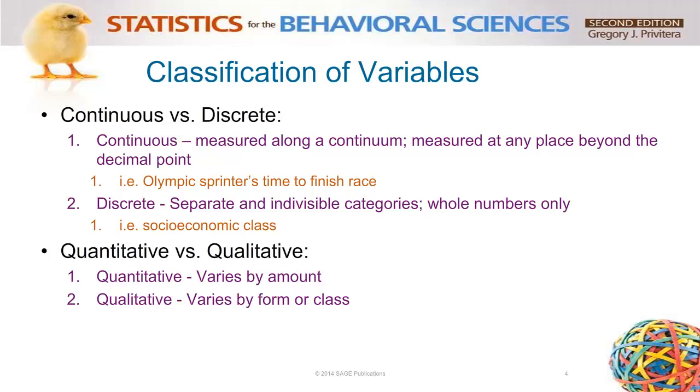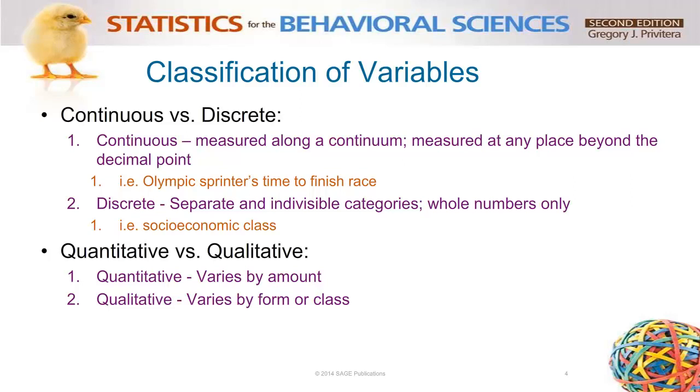So we have continuous data, we have discrete data. Continuous data is measured along a continuum. It's measured at any place beyond the decimal point. They have an example here, an Olympic sprinter's time to finish a race. With continuous data, we have many options for statistical analyses.